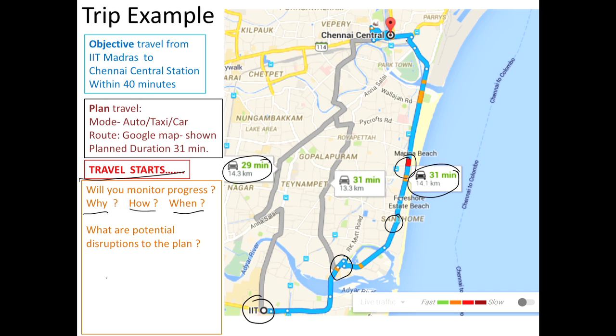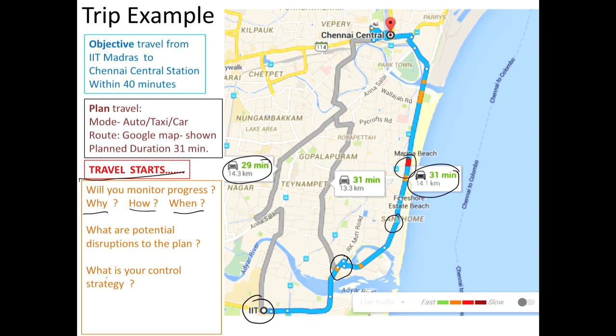What are the potential disruptions to the plan? Certainly, if I have an open road, everything is predictable, there will be no disruptions, but as we know, that is not the case. There can be several disruptions. It could be a minor accident on the way that will back up traffic. There might be a road closure due to some event which can again change things. So, there can be a lot of disruptions to the plan.